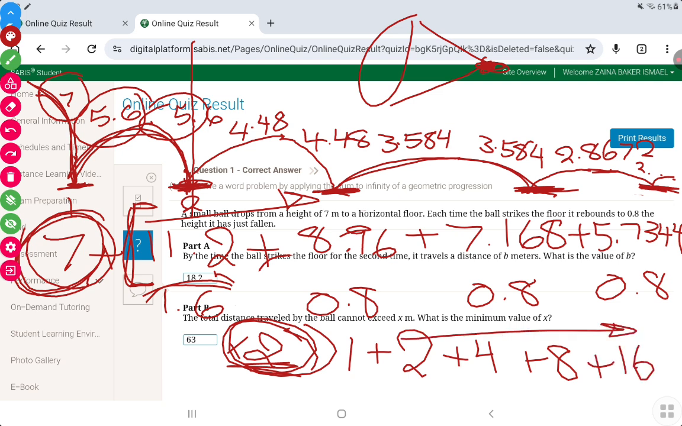The number keeps getting bigger and bigger, and because it keeps getting bigger, there's no limit to it. It's never going to get smaller because you're adding to it. So it doesn't have a limit. It doesn't have a sum to infinity.